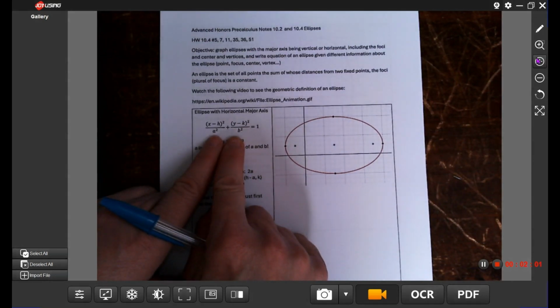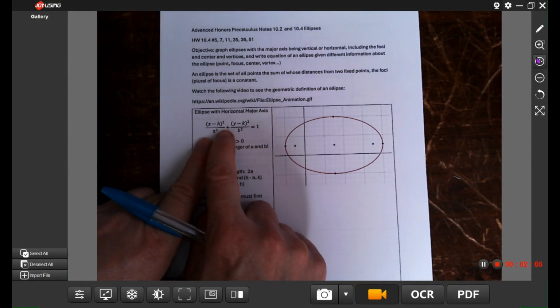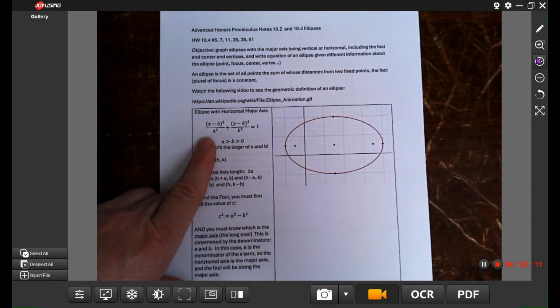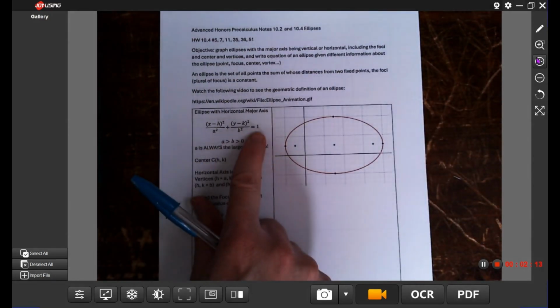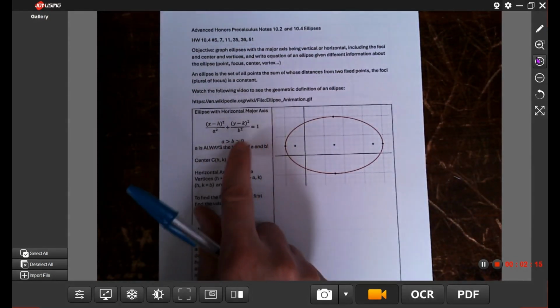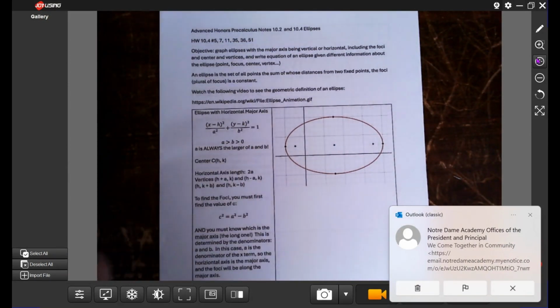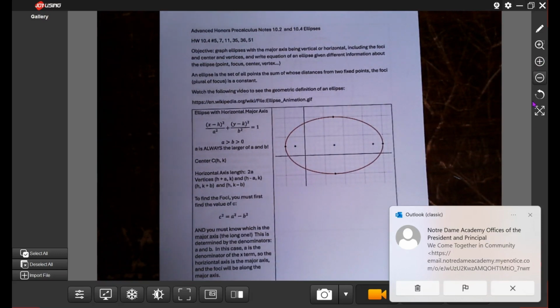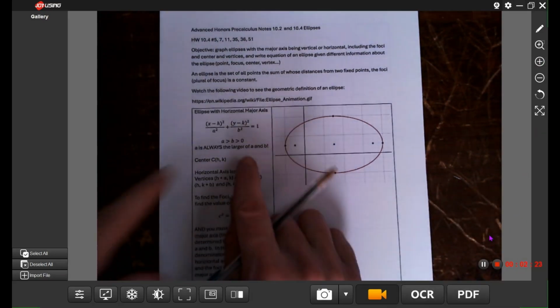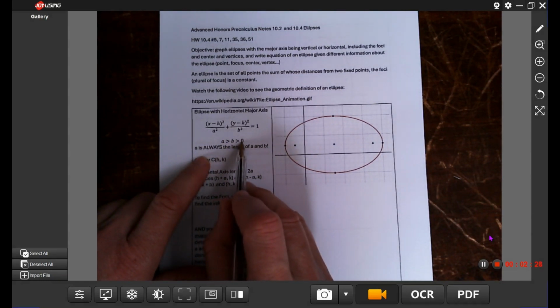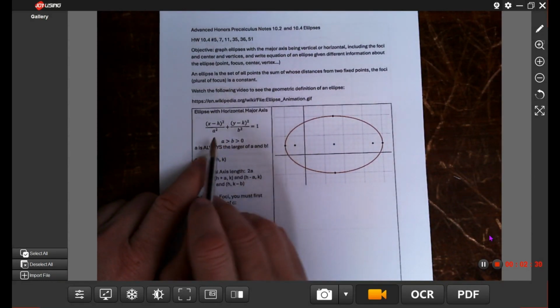This is the general equation of an ellipse. Notice that we have two terms with a plus in between. That's important because hyperbolas are different. Two terms, and they add up to 1. So this is going to become important later. A is always bigger than B, and they're both positive numbers.